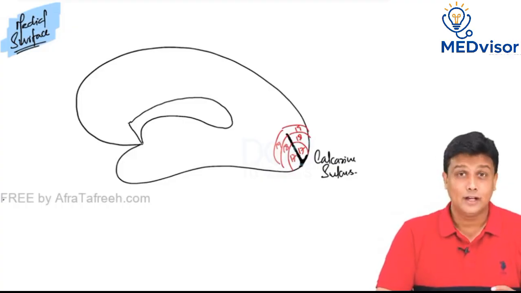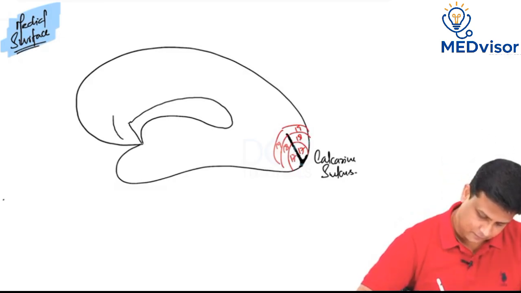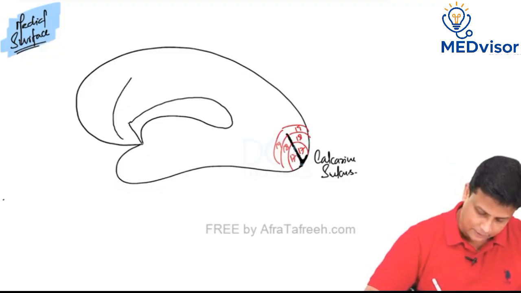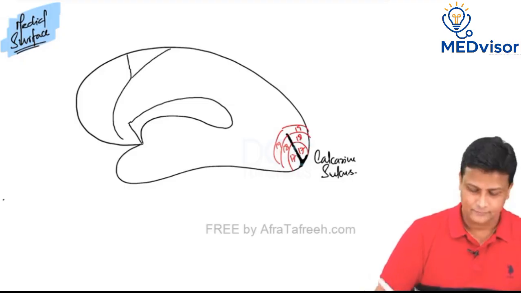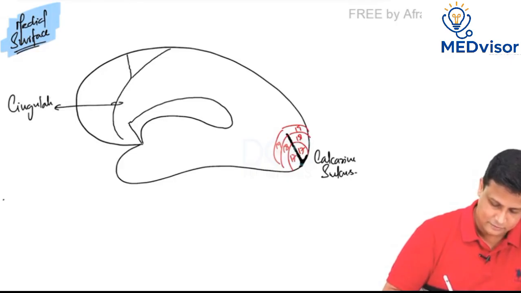Now once we are done with the visual areas, the most important thing here, there will be a prominent sulcus here, and this sulcus is referred to as your cingulate sulcus. And in the upper part, that cingulate sulcus will be dividing. So let me first of all write down the name here, guys. This one will be the cingulate sulcus.